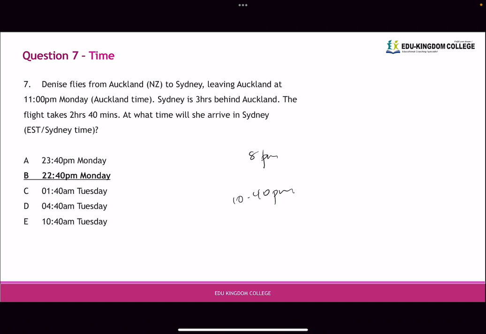In Sydney. Okay, we're looking at 24-hour time. So 10:40 plus 12 is going to be 22:40 Monday. So technically, if you're looking at 24-hour time, you don't really need the PM, AM, but they've added it just for, I guess, reassurance sake. So it's going to be part B.